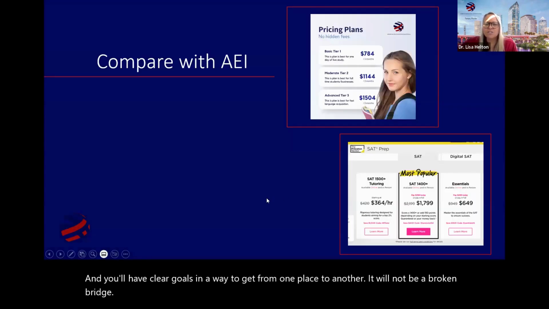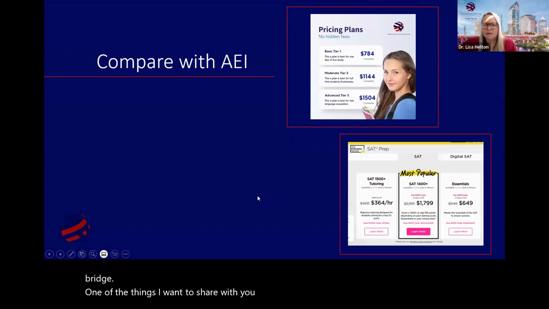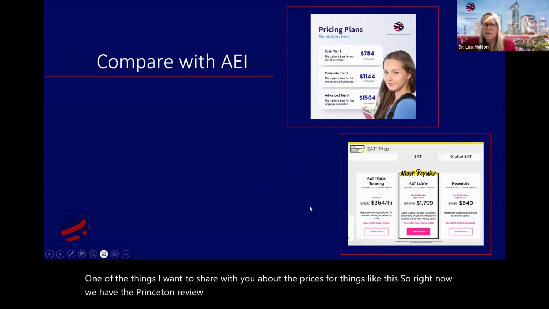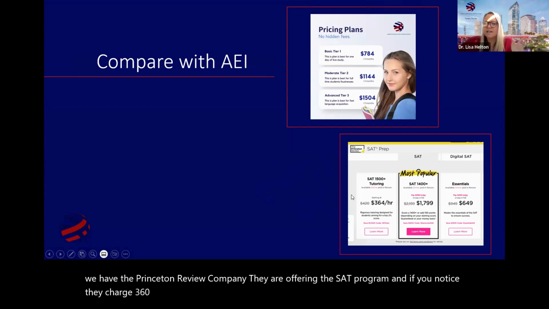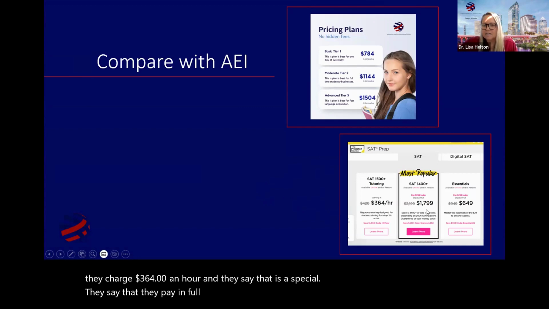Now, one of the things I want to share with you is the prices for things like this. So right now we have the Princeton Review Company. They are offering the SAT program. And if you notice, they charge $364 an hour. And they say that that is a special. They say that paid in full is $17.99. This is what I just pulled off the website for you yesterday. And you'll notice all of the high prices for this type of program.